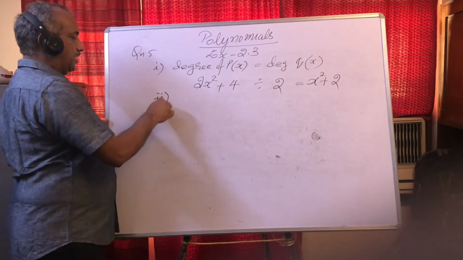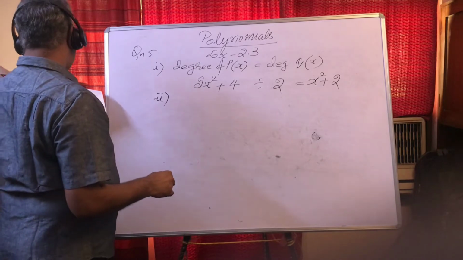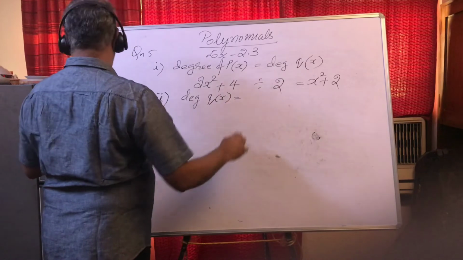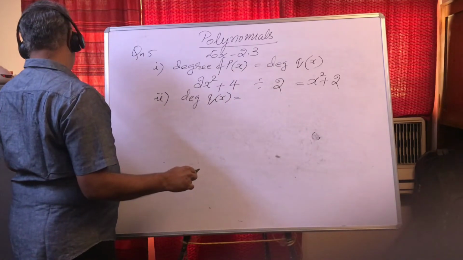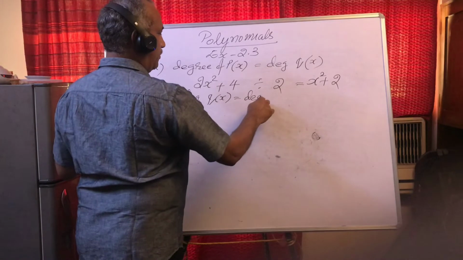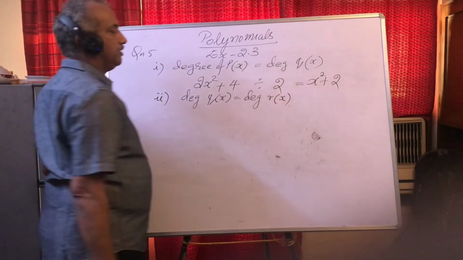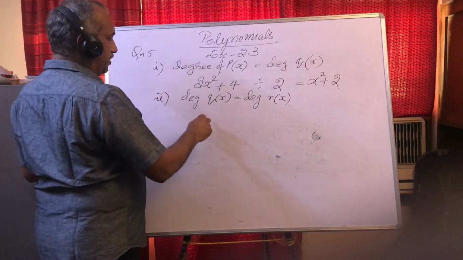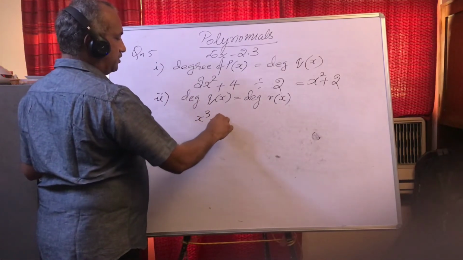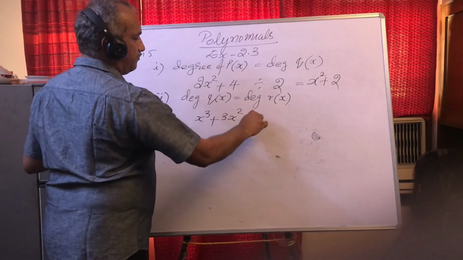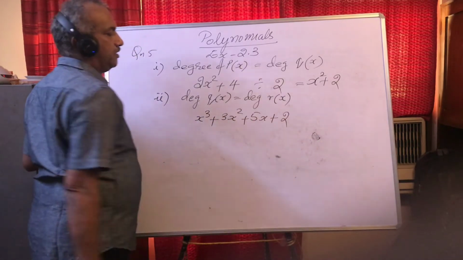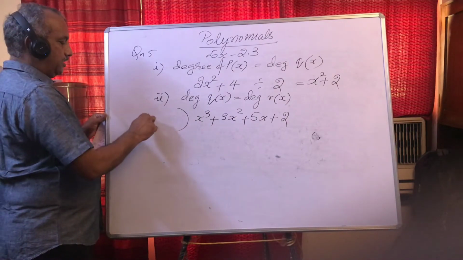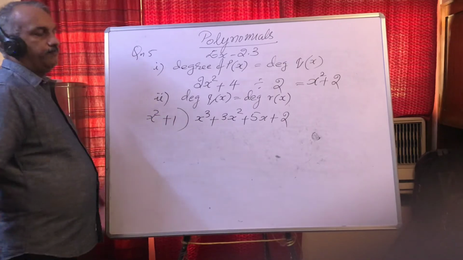Now the second part. The question says degree of q of x is equal to degree of r of x. Now let us take a cubic polynomial, any cubic polynomial, say x cube plus 3x square plus 5x plus 2, and I am dividing it by any quadratic polynomial, say x square plus 1.